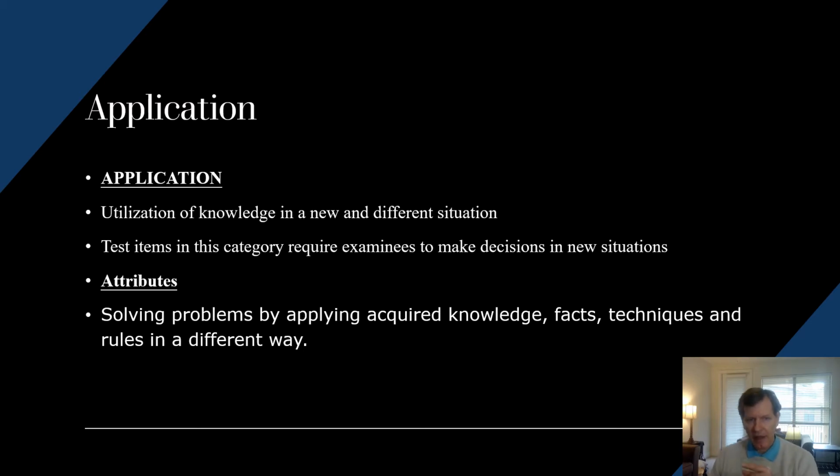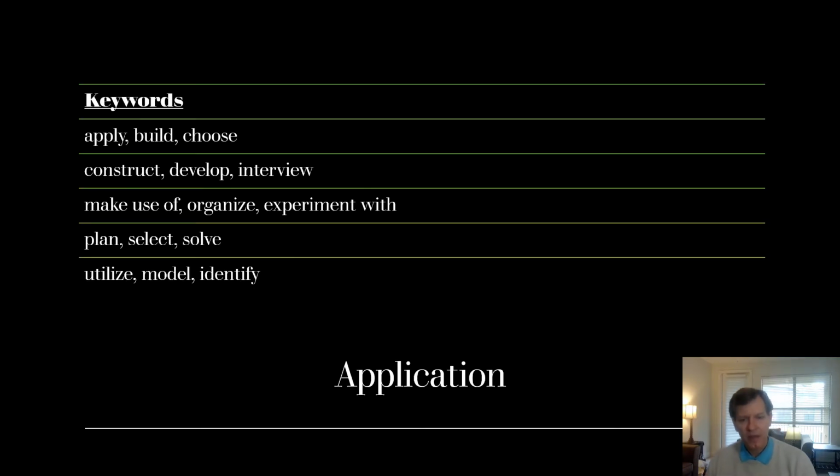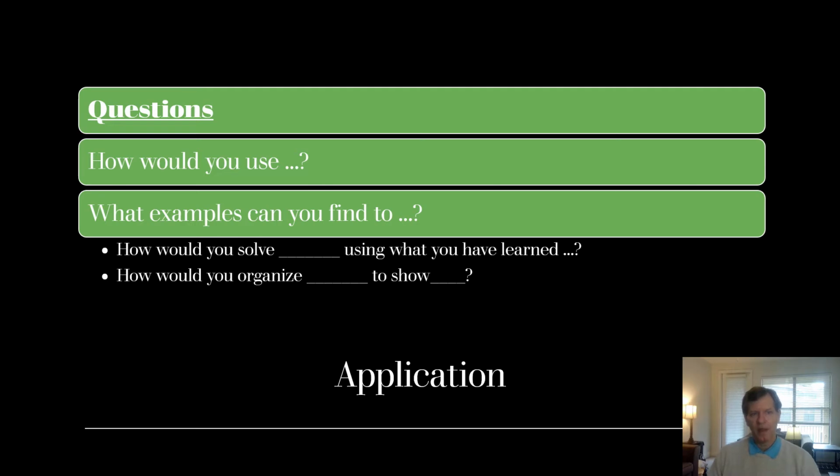Next, we deal with the application category, utilizing knowledge in a new and different situation. A lot of test items deal with application in new situation. Some attributes, solving problems by acquiring new knowledge, facts, techniques in a different sort of way. Keywords with application deal with apply, building, choosing, interviewing, experimenting, utilizing. How would you use something? What examples can you find of something? These help students focus on applying.